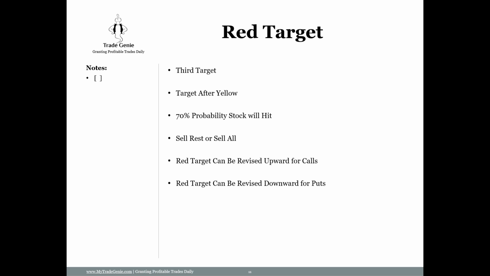Now the red target. The red target is the ultimate target. The probability is lower, like 70%. And after the red target is hit, the chances are that the market may pull back towards the yellow or even go towards the green target. So the red target is where you can make a lot of money when it hits, because it's a little further away from yellow.